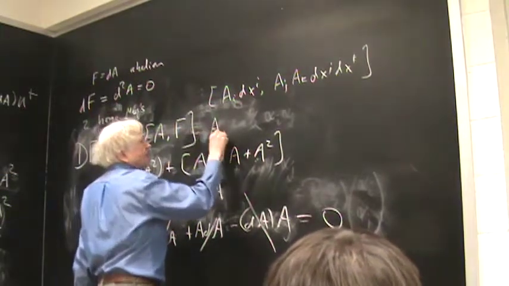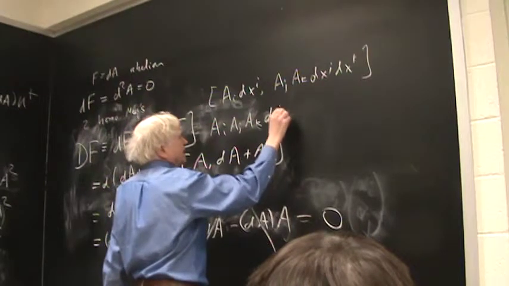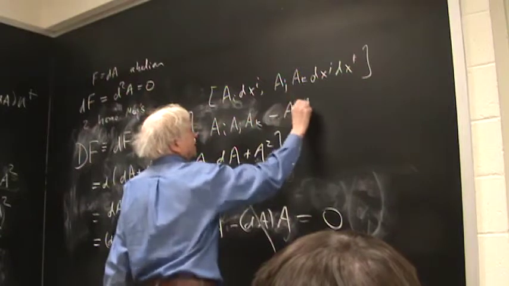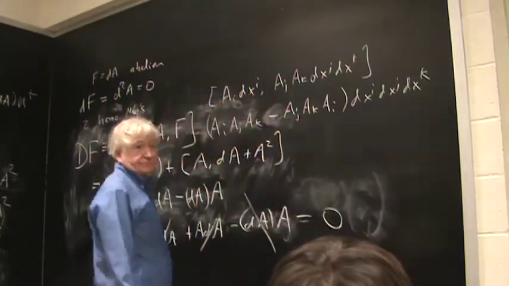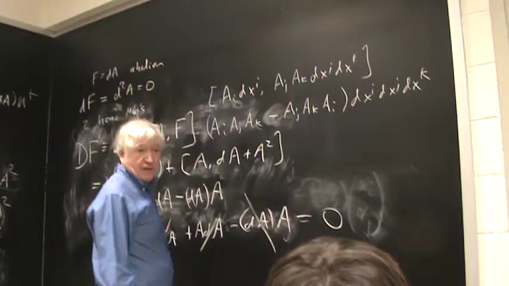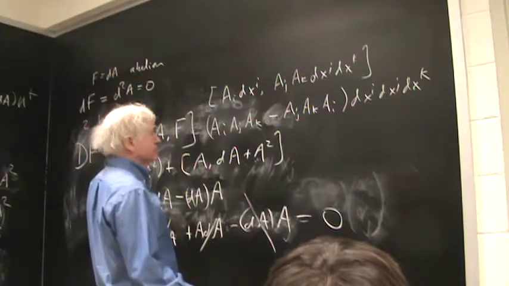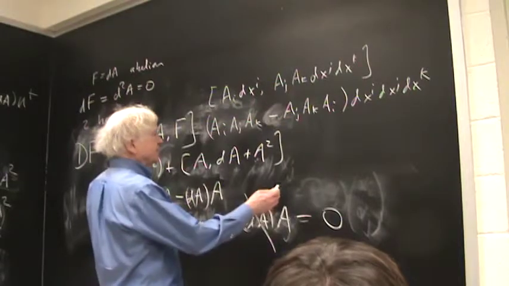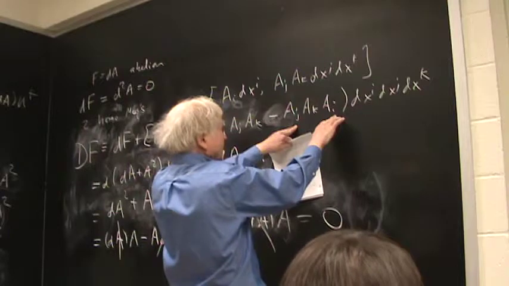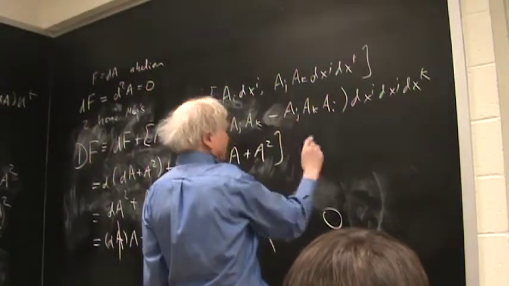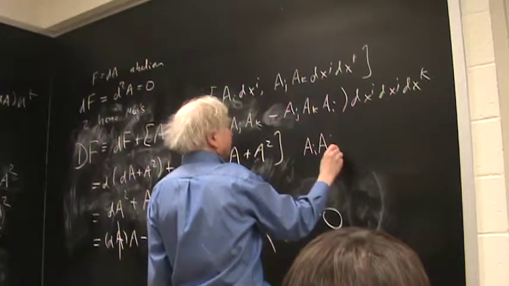So this is, in other words, A_I, A_J, A_K. Being extra careful, this is what it looks like, right? I'm just using I, J, K instead of mu, nu, lambda because it's easier. Now, we can make this look like that if we change the names. We make a cyclic permutation of the names. So we let J go to I, K go to J, and I go to K.